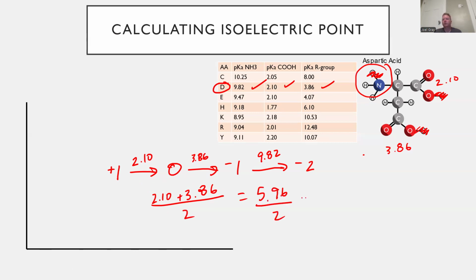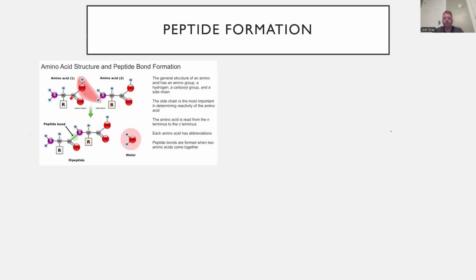5.96 divided by 2 is, let's see, 2.98 approximately. Okay, so that's a quick way that you can do it. Having the molecule drawn out and being able to identify those pKa values, assigning them, is going to be very helpful. Now, individual amino acids can react with one another to form what's known as a peptide bond.